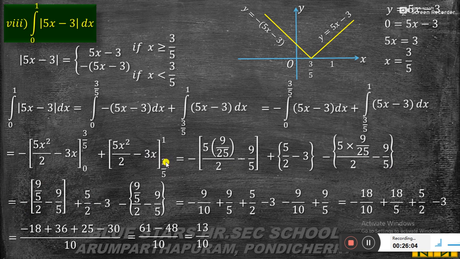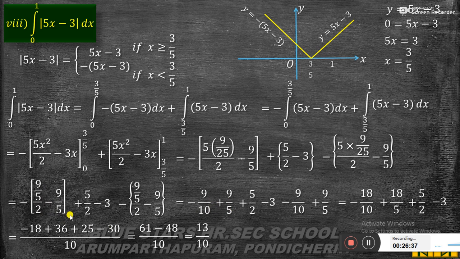So the next step is, 5 and 25 cancelled. So (9/5)/2 minus 9/5. So in the next step, plus 5/2 minus 3 minus, so 5 and 25 cancelled, so (9/5)/2 minus 9/5. Here you see this is two times minus of minus. So the next step I write it: minus (9/5)/2 means 9/10. So I multiply the minus sign in the factor, so minus 9/10, minus into minus plus 9/5.